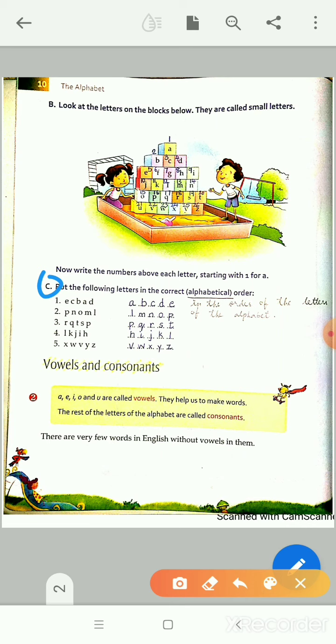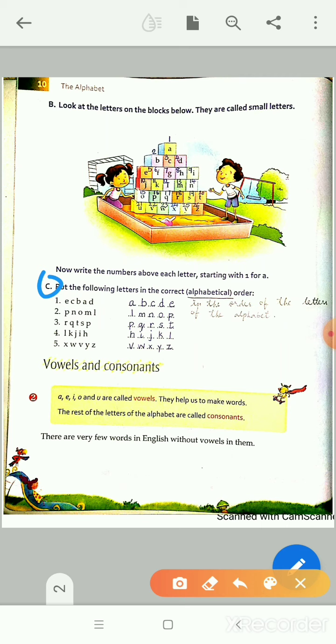Students, what do you mean by alphabetical order? Alphabetical order means in the order of the letters of the alphabet, like A, B, C, D, E, F and so on till the letter Z.